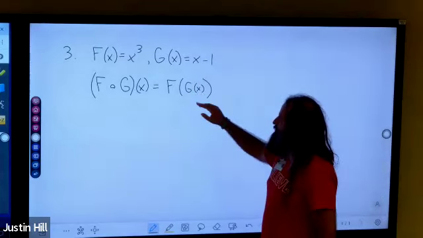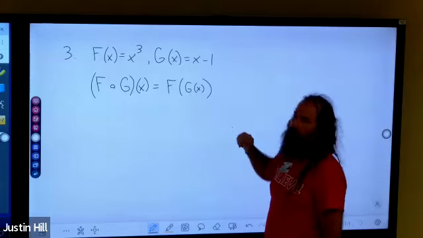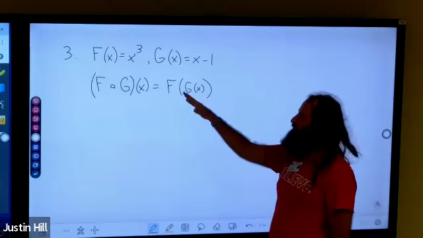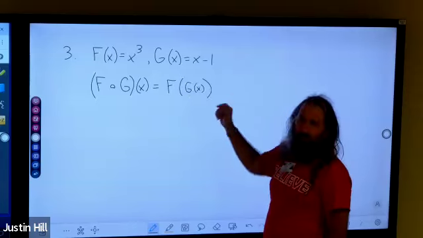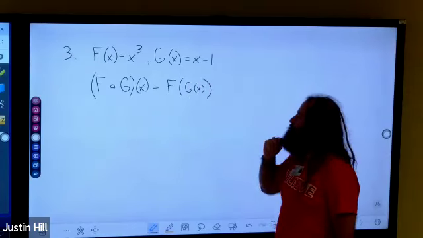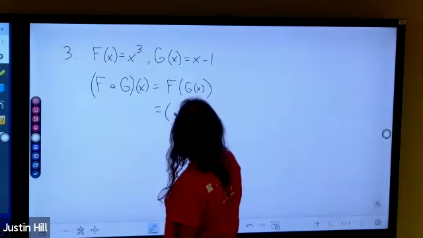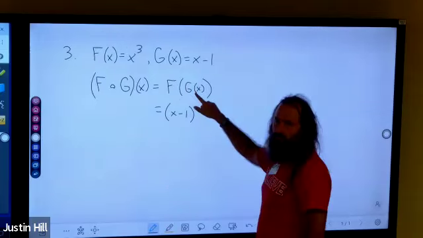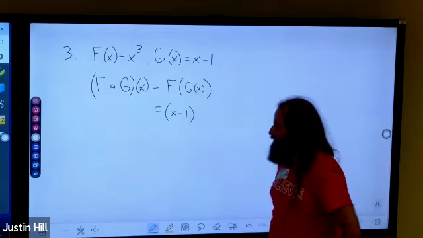So instead, the way you want to think about this is that f compose g of x means f of g of x. And that literally means to put g of x into f. So in f, everywhere you see an x, you're going to replace it. You're going to substitute g of x there. So in f, everywhere I see an x, instead I'm going to write x minus 1, because I'm using the functional notation.